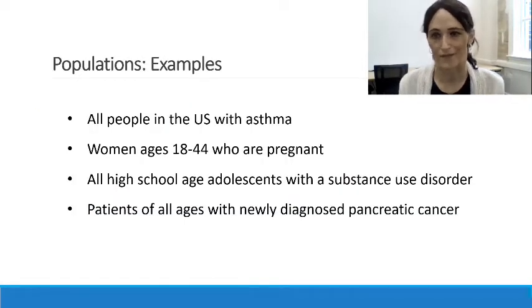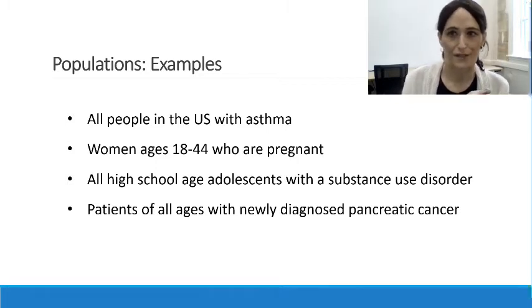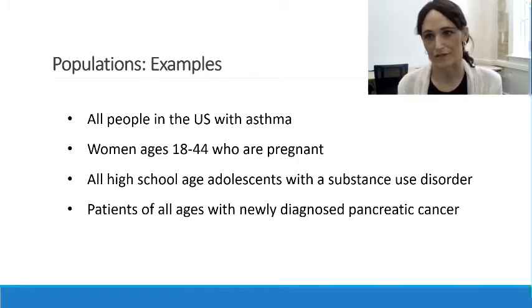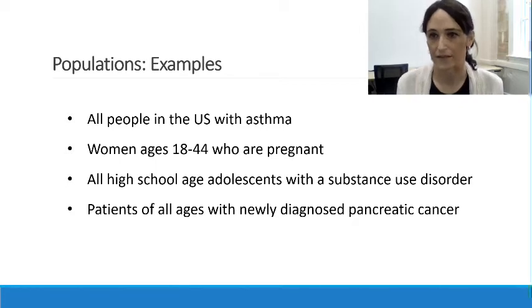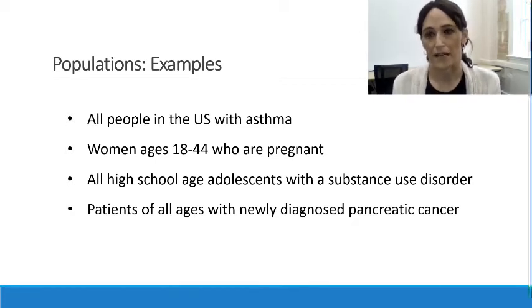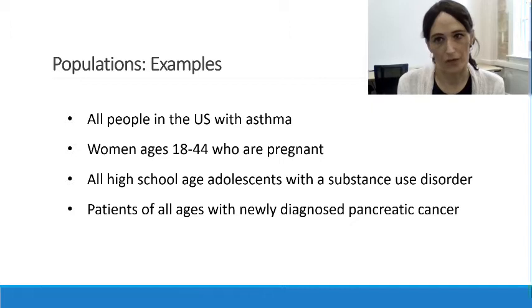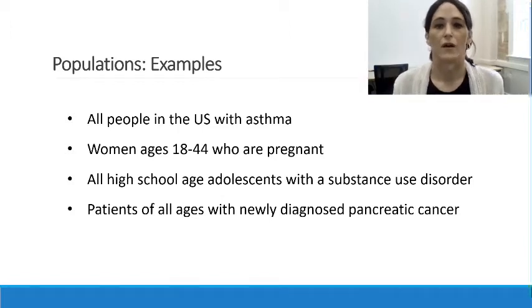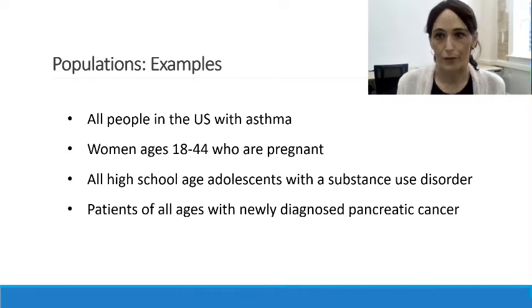So some examples of populations. Populations might be something like all people in the US with asthma. Okay. A population doesn't always mean the population in the United States or the population of some state or something like that. In fact, normally it would be something that's specific, something that we're interested in for doing research among a certain group or maybe a certain subpopulation. So it doesn't have to be the whole population. Women ages 18 to 44 who are pregnant could be a population of interest.